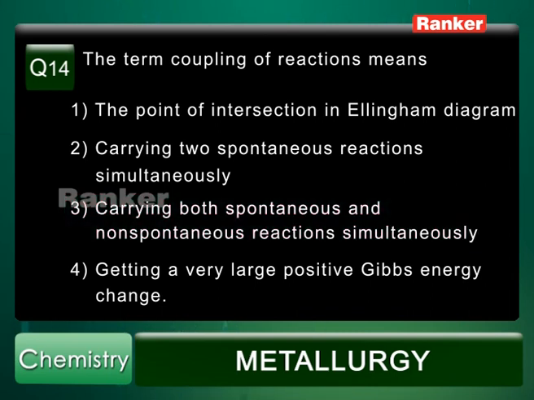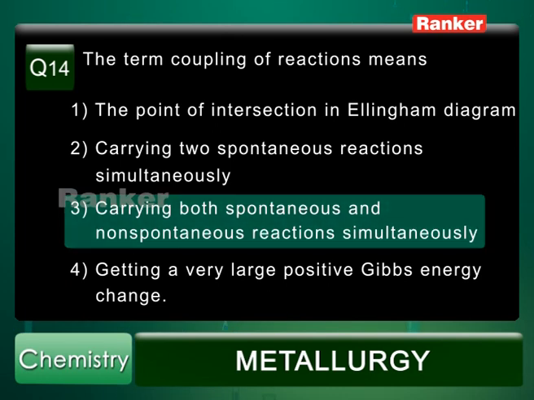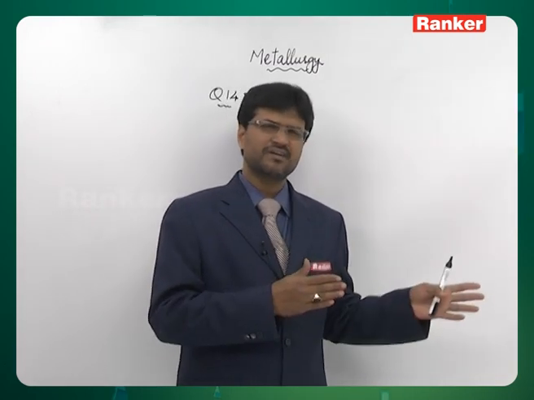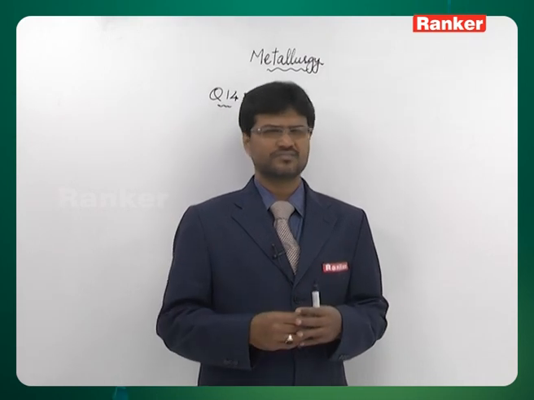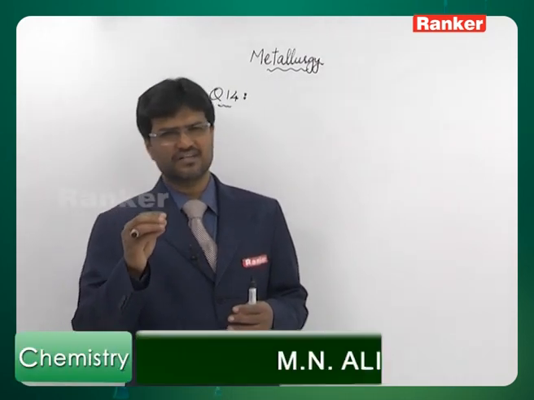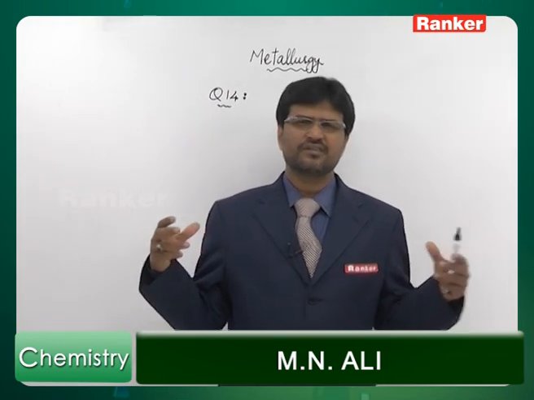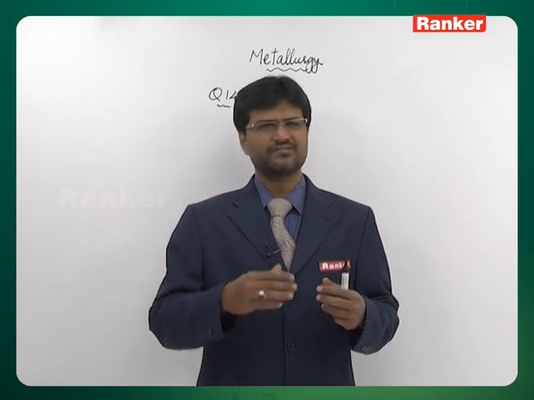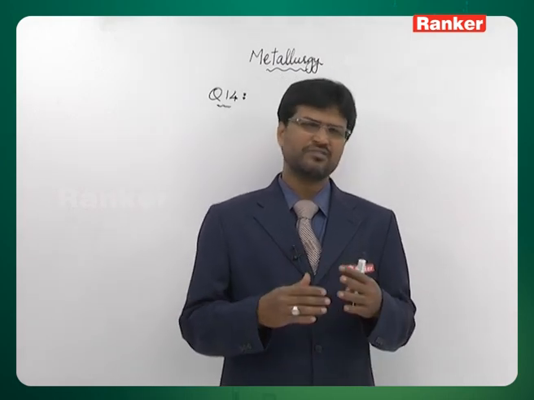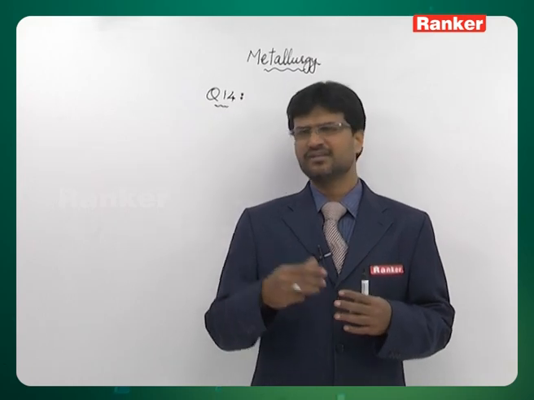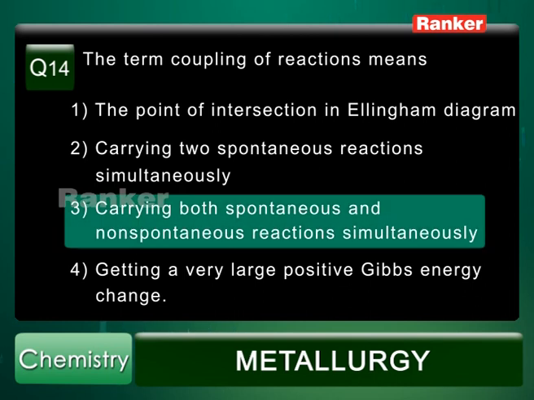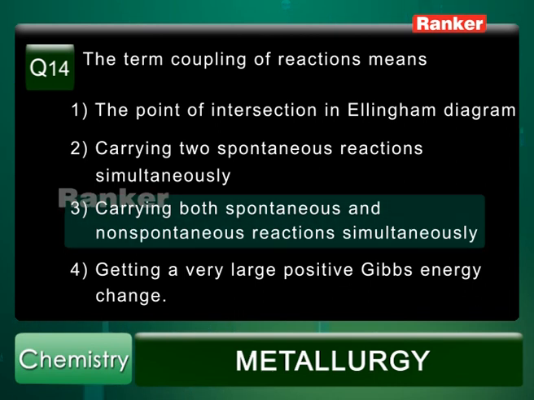Coupling is something which involves joining of two reactions, one spontaneous and one non-spontaneous. The spontaneous reaction, its large negative delta G value will make the non-spontaneous reaction proceed spontaneously. So it's a case of joining of two reactions, one spontaneous, that is with delta G negative, another one non-spontaneous with delta G positive. We need to see to it that the overall delta G becomes negative. So that's called coupling. So the correct answer is third option, carrying spontaneous and non-spontaneous reactions simultaneously is called coupling.